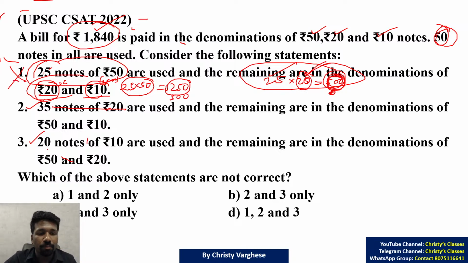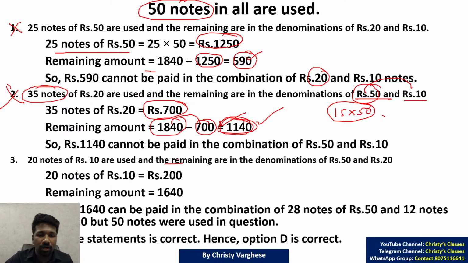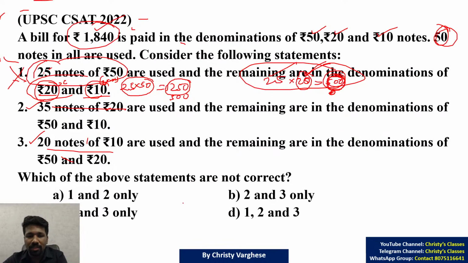20 notes of 10 rupee means 20 into 10, 200. Remaining amount will be what? 1640. Now listen very carefully. 20 notes of 10 rupee means 200. Remaining is 1640. Let's take the best case scenario.